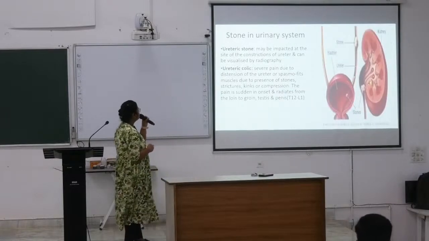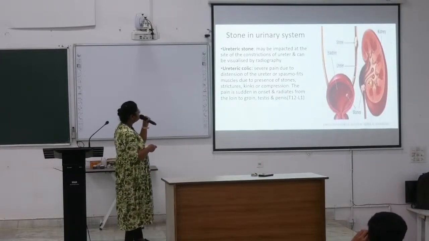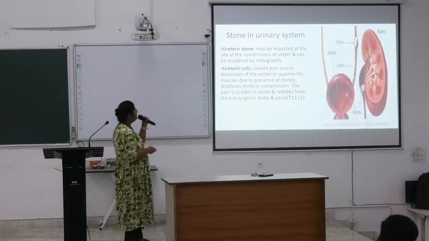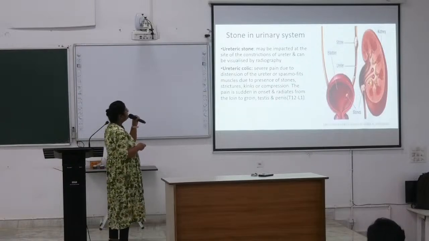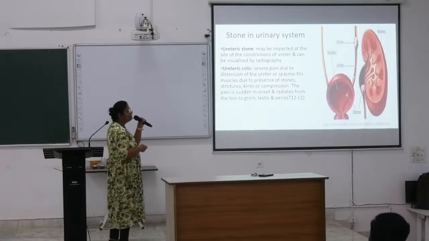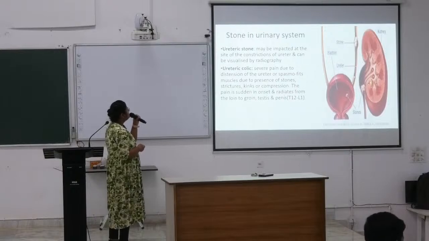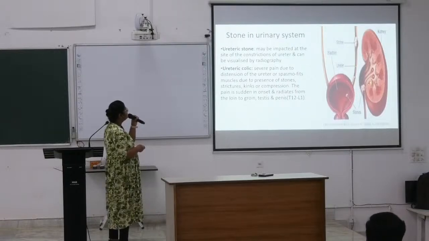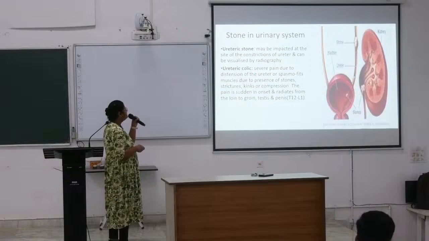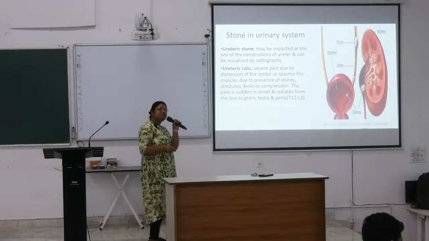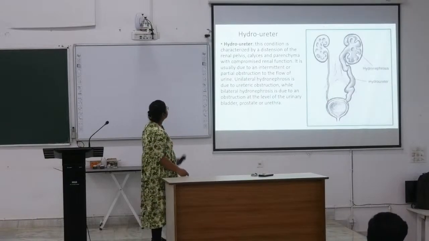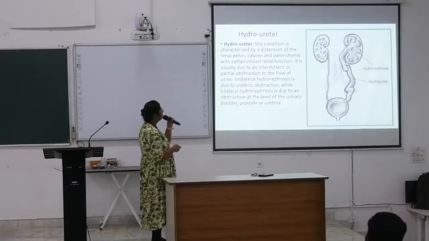stone in the urinary system. Ureteric stone. See, this is stone in the ureter near the bladder opening. May be impacted at the site of constriction of ureter, can be visualized by radiography, antegrade or retrograde pyelogram. Ureteric colic leads to severe pain due to distension of the ureter or spasm of its muscle due to presence of stones, strictures, kinks or compression, and the pain is sudden in onset, radiates from loin to groin, testis and penis, T12 to L1 segment. Next, hydroureter. See, there is distension of the ureter.